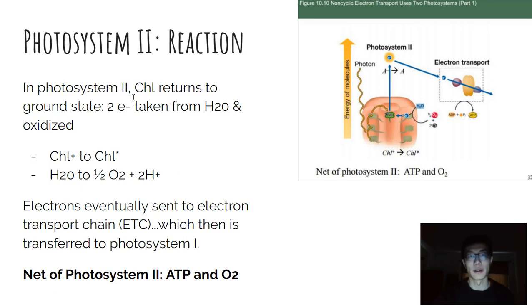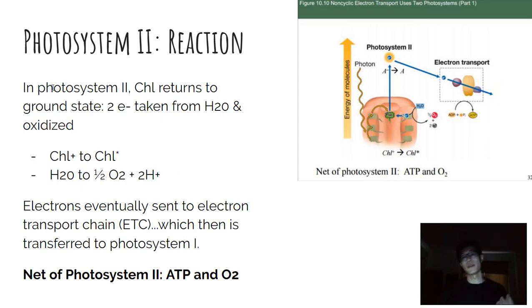So afterwards, the chlorophyll returns to the ground state, and we have the 2 electrons that are taken from H2O and oxidized, and we ultimately form these molecules over here. So we have these reactions that are occurring in this photosystem. Now the electrons are going to be sent to the electron transport chain, which is over here, and here it's going to allow for the creation of ATP. So the net of photosystem 2 is going to be ATP, which is shown over here, as well as oxygen. And those electrons are going to be then bumped into photosystem 1.